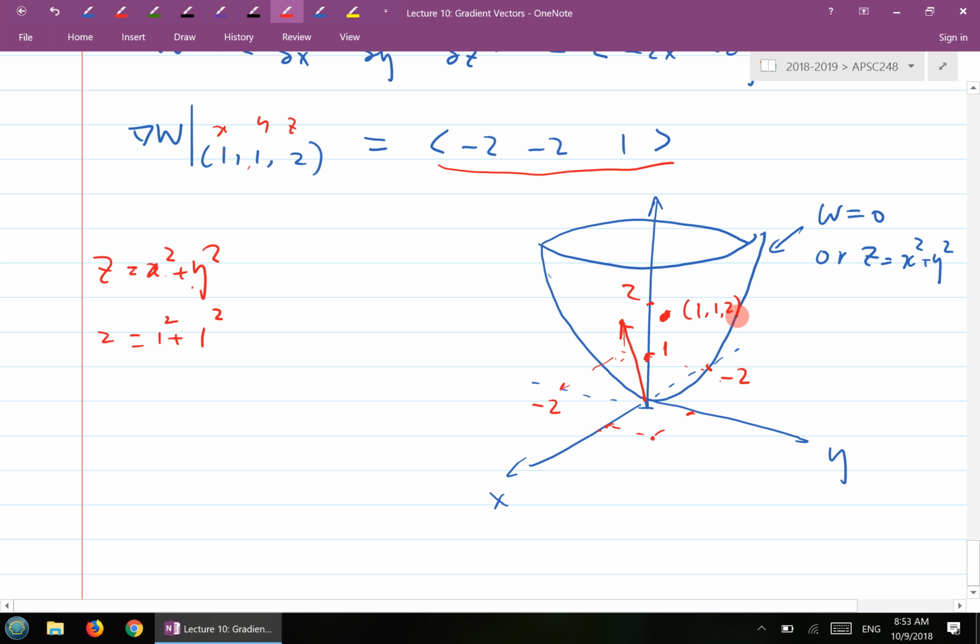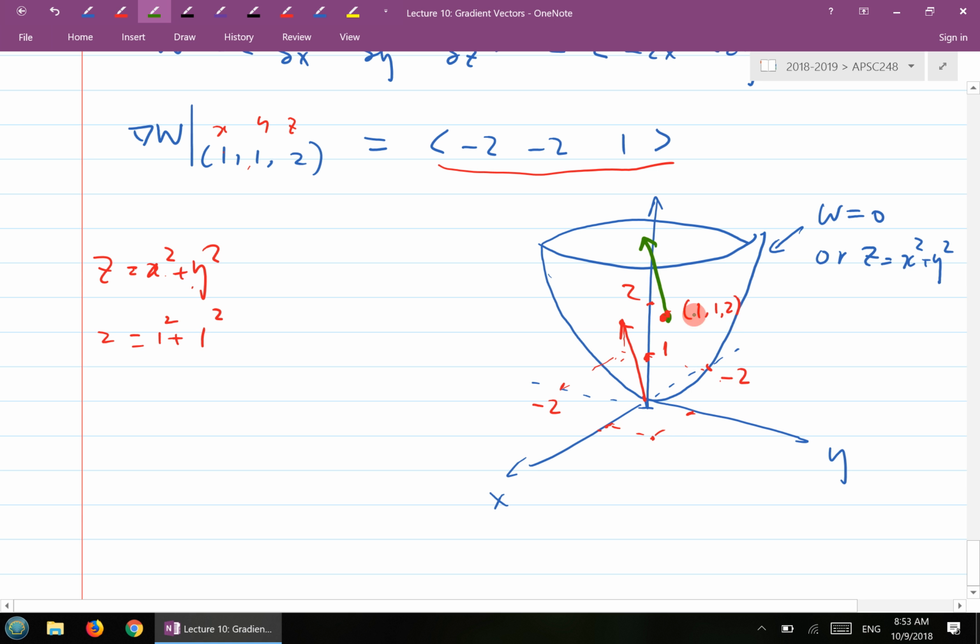Okay, that's (1, 1, 2) here. So then all you need to do is to bring this original (-2, -2) vector up to this location, and then draw it in the same direction, same length, but starting from (1, 1, 2). That's how you plot this gradient vector.